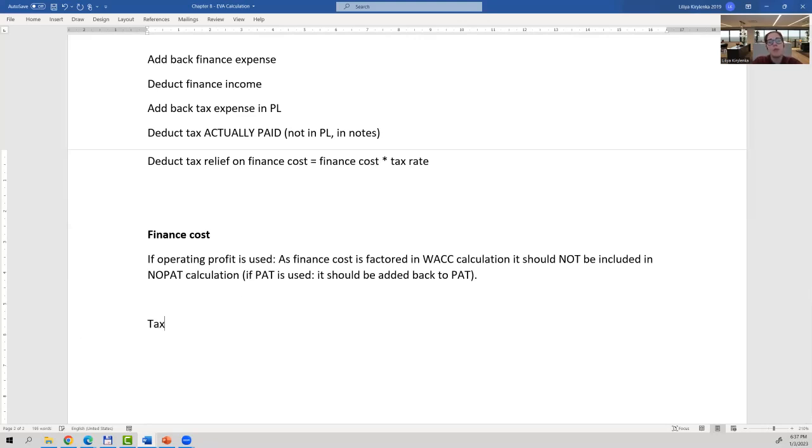All right, and now about tax relief on finance cost. Tax relief on finance cost charged in P&L will correct tax calculation. Will adjust tax calculation for notional operating profit after tax, as it is already included in weighted average cost of capital calculation.